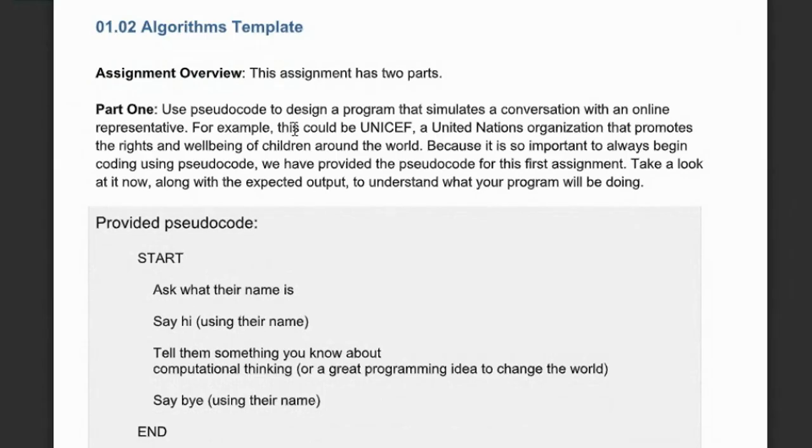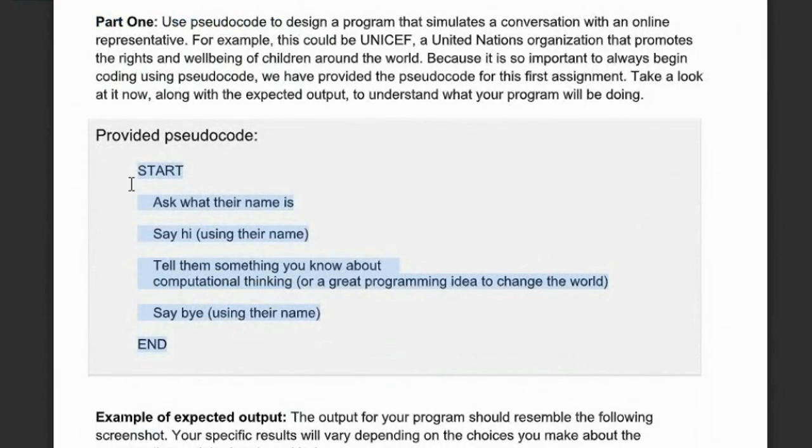Use pseudocode to design a program that simulates a conversation with an online representative. For example, this could be UNICEF, which is the United Nations organization that promotes the rights and well-being of children around the world. It's a big charity. Because it's so important to always begin coding using pseudocode, the pseudocode has been provided for the first program. So you don't have to write the pseudocode this week. Here is the pseudocode for this. So take a look at it now, along with the expected output, to understand what your program will be doing. So start, and then they indent that because everything inside your main function would be indented. Ask what their name is. So figure out who's using the program.